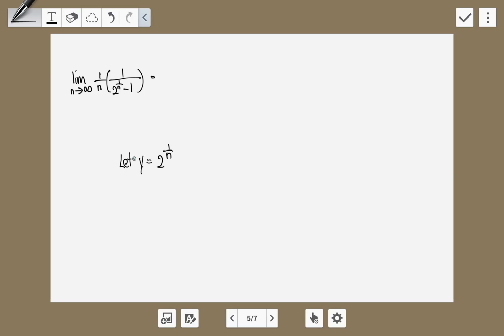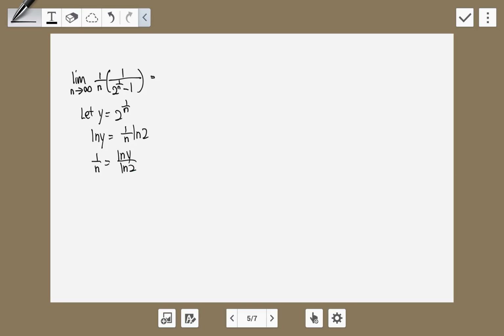So if I let y equal 2 to the power of 1 over n, then ln y equals 1 over n ln 2. Okay, that means I got this substitution. I need to find out what 1 over n is, and I got it here. So 1 over n is just equal to ln y over ln 2.